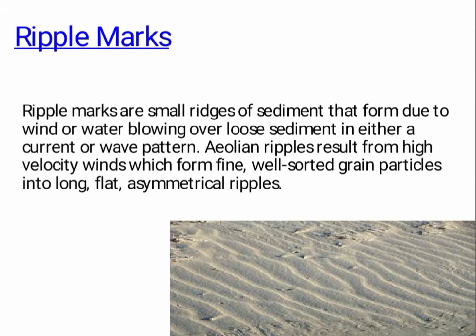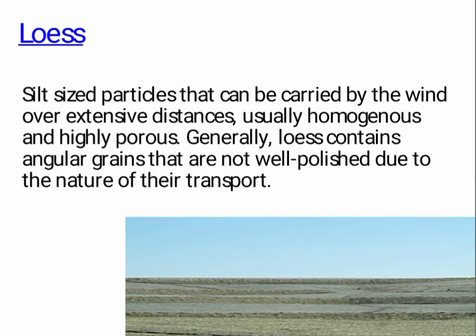The next is ripple marks. Ripple marks are small ridges of sediment that form due to wind or water blowing over loose sediment in either a current or wave pattern. Aeolian ripples result from high velocity wind which forms fine, well-sorted grain particles into long, flat, asymmetrical ripples. The next is loess. Silt-sized particles that can be carried by the wind over extensive distances, usually homogeneous and highly porous. Generally, loess contains angular grains that are not well polished due to the nature of their transport.